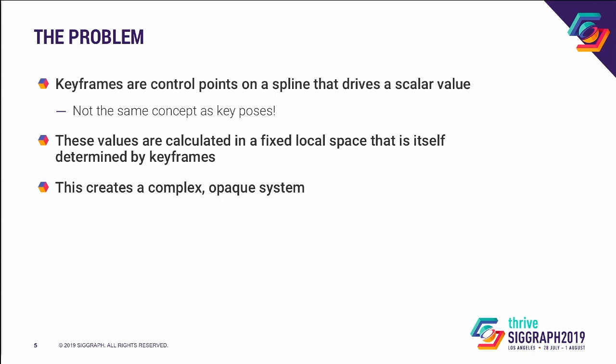One of the main problems is that keyframes are not key poses. Keyframes are actually control points on a spline that drives a single scalar value. And in hierarchical rigging, these values are calculated in a fixed local space that is itself determined by other keyframes and by the complexity of a rig, which may have a whole lot of different possible states. And what this creates is a complex, opaque system that the animator has to mentally model in order to understand how to interact with the rig and the keyframing system. As animators, we sort of think of ourselves as crafting motion, but what we're actually doing is creating inputs for this complex keyframe rig system, and that is what actually generates the motion. And this can create a great deal of additional cognitive load.